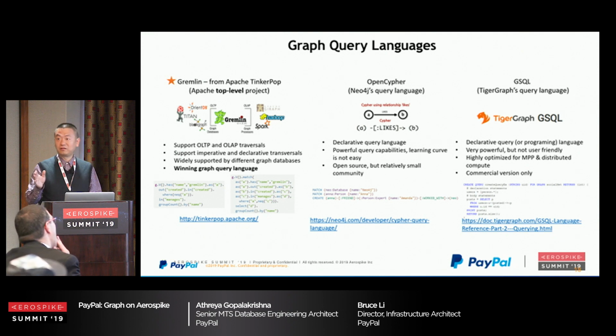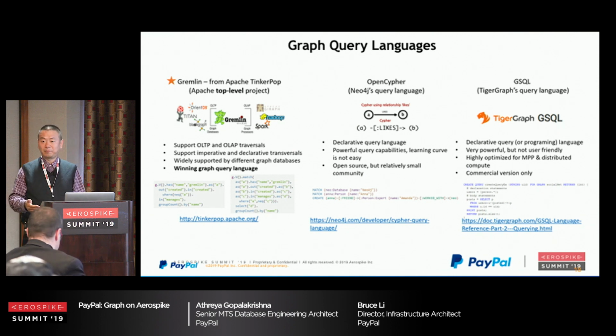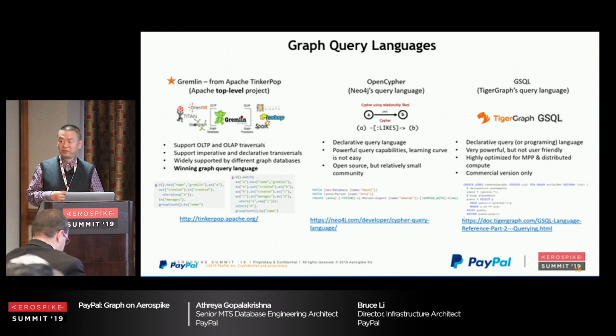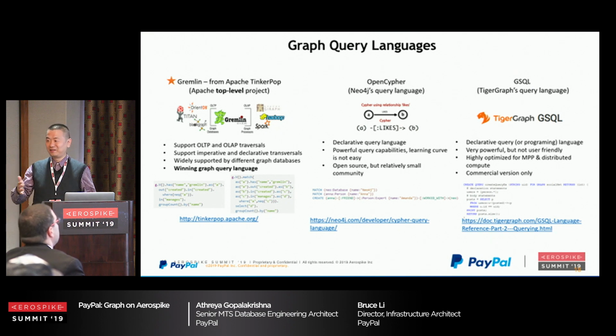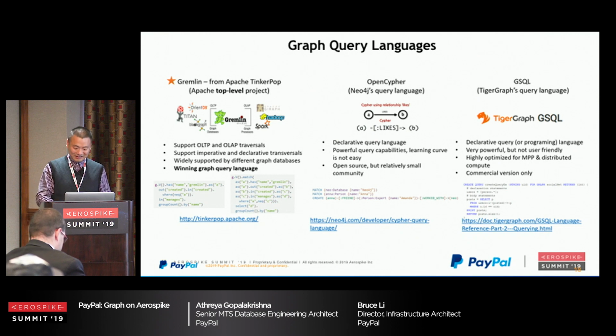And we also looked at other solutions like OpenCypher. OpenCypher is provided by Neo4j. It's open source, but the community is relatively small. And another is GSQL, provided by TigerGraph. It's very interesting, it's more like a programming language instead of a query language. So it's very powerful for MPP, for distributed compute, but more like programming, right?